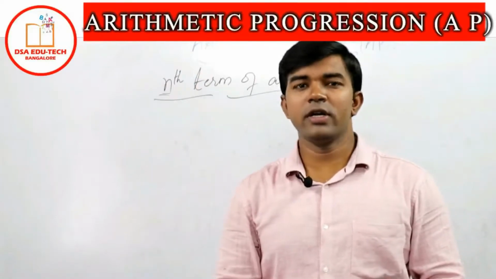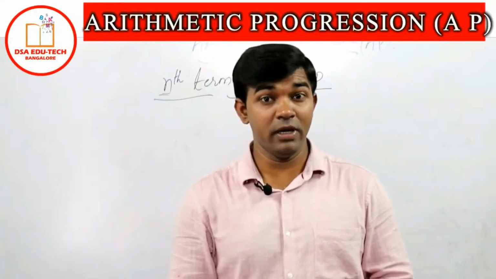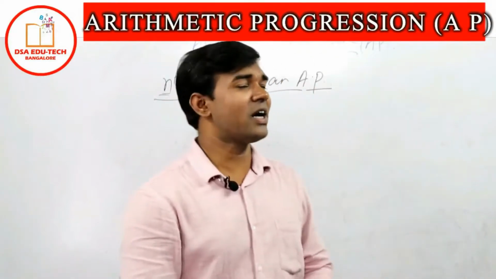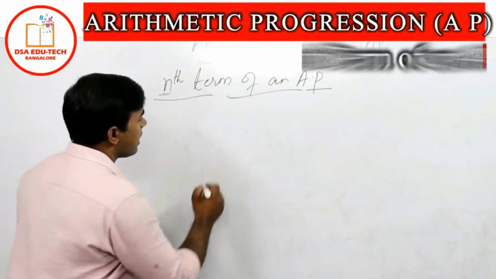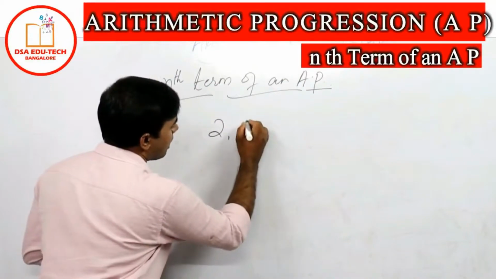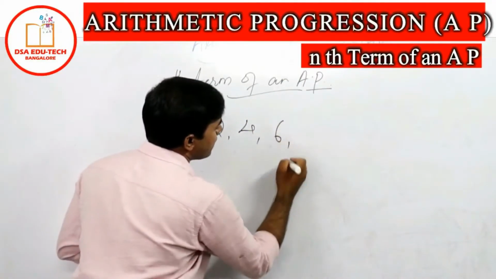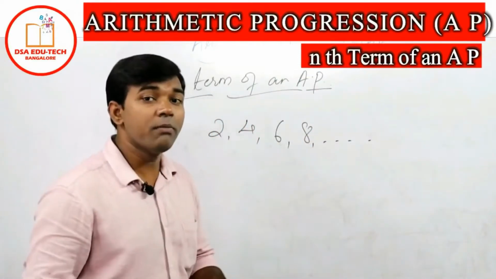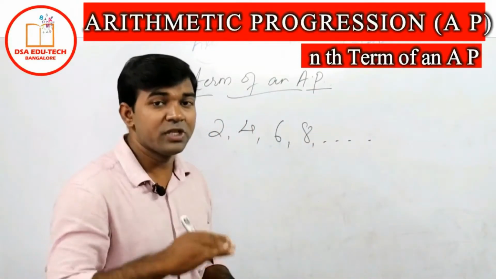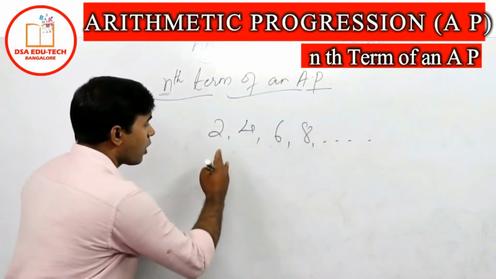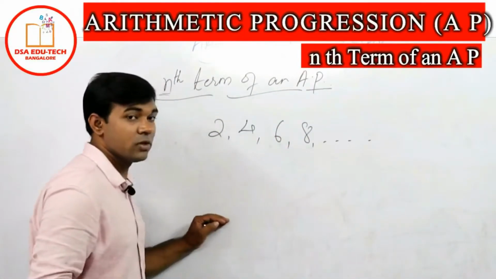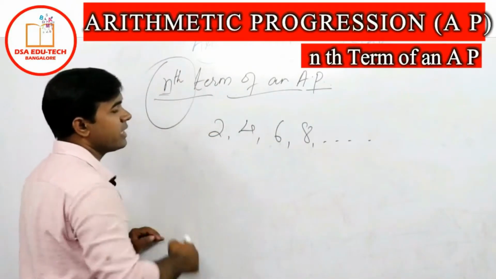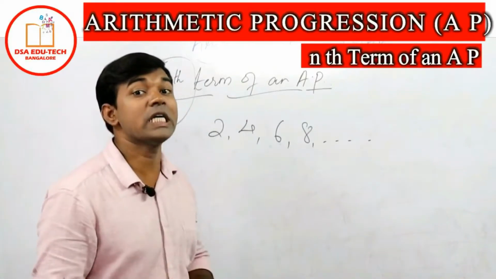Now let me go to the next concept, nth term of an AP, because the concept helps us to kill the problem, right? So let me consider an AP series that is 2, 4, 6, 8 and so on. If you remember, in the beginning of the chapter I told you all these numbers we will be calling terms. So here, in order to find the nth term, first we should know what n means.